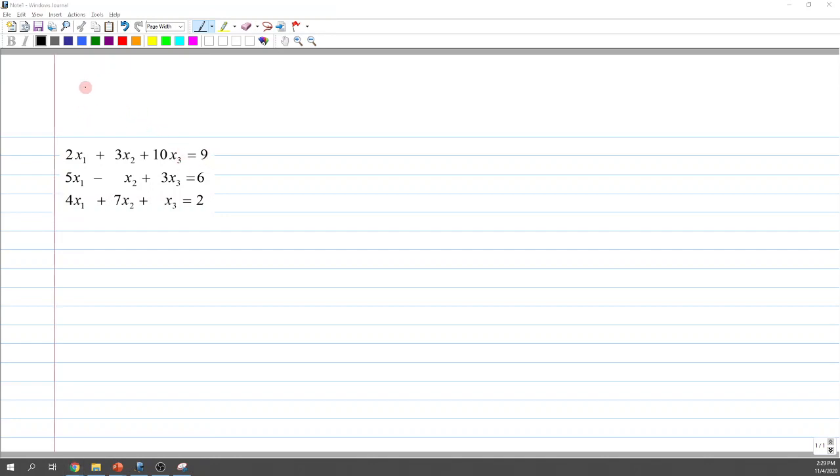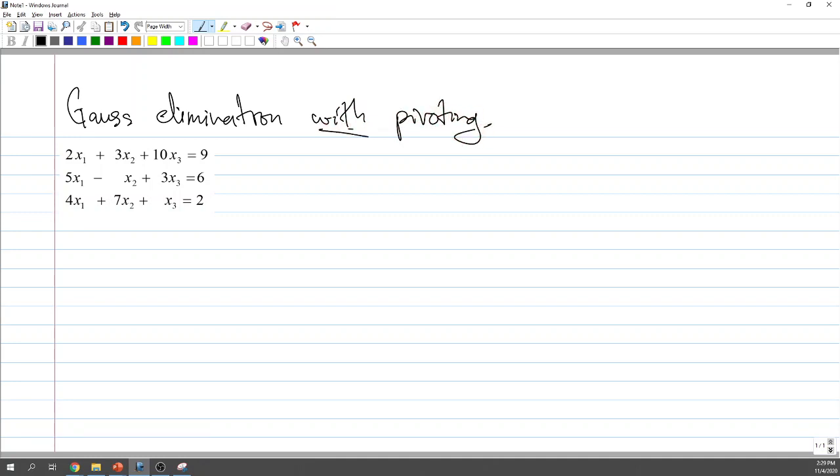Okay, so apa yang kita nak buat adalah Gauss Elimination with pivoting. Okay, so this is the equation. So kita cuba highlight dululah. So this is the equation 1, this is equation 2, and this is equation 3.